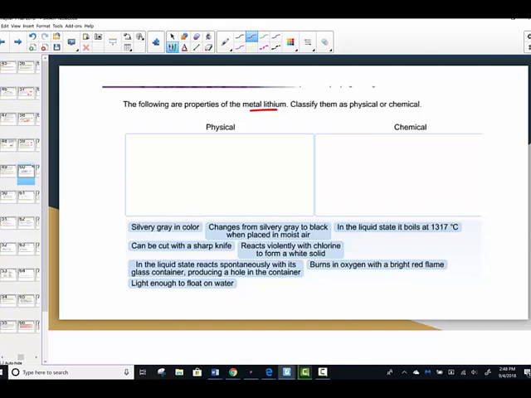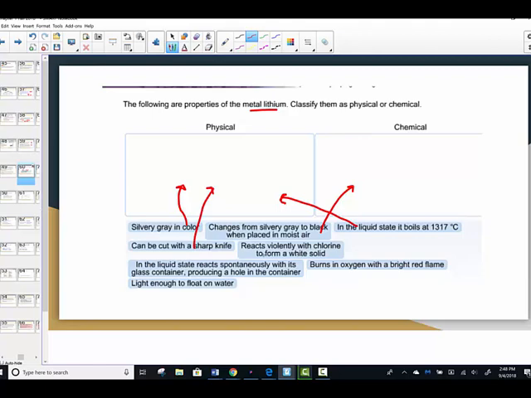Silvery gray in color. I'm describing color as a physical quality. Changes from silvery gray to black when placed in moist air. Well, lithium will oxidize in air. It will tarnish. It's in the liquid state as it boils at 1317 Celsius degrees. I'm telling you about a boiling point, a physical quality. It can be cut with a sharp knife.